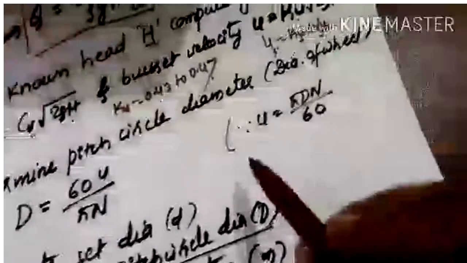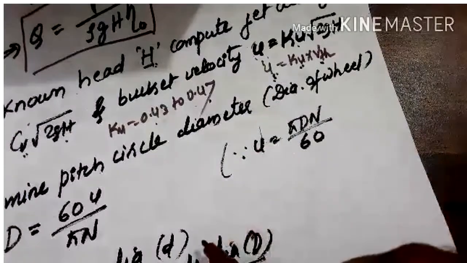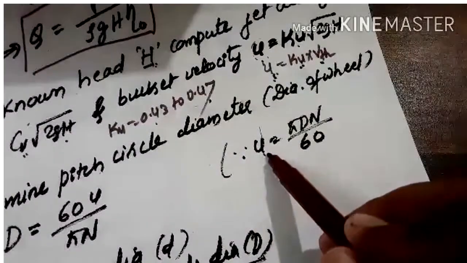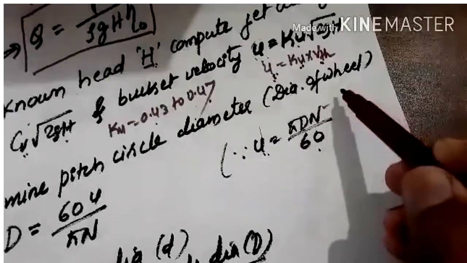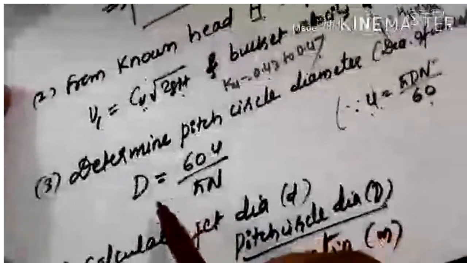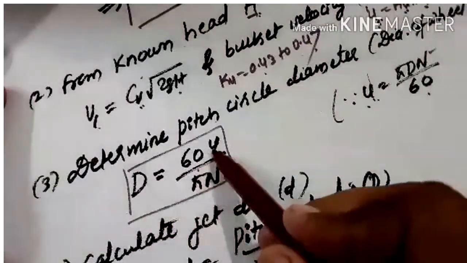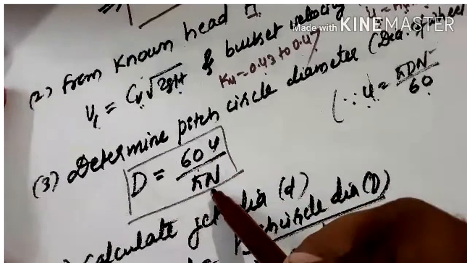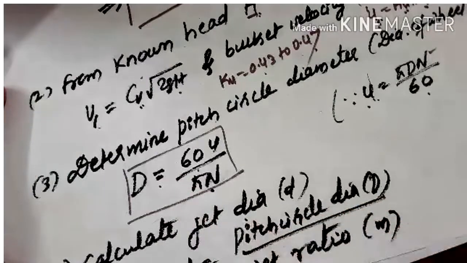As we know the formula, U equal to pi DN by 60, this is the rotational velocity. The rotational velocity U equal to pi DN by 60. Since N is known and U is known, you can easily get the diameter of the wheel, that is D equal to 60 into U divided by pi N. Then after calculating the diameter of the wheel, calculate the diameter of the jet.